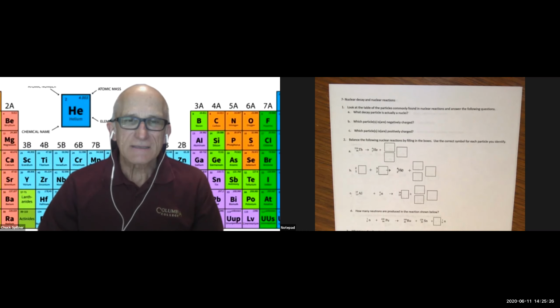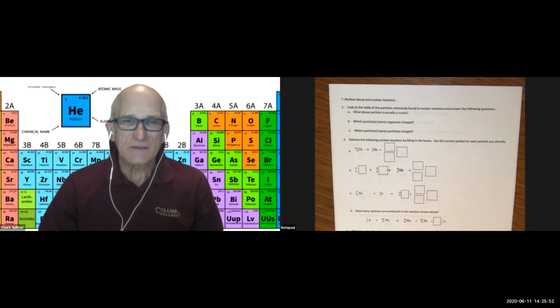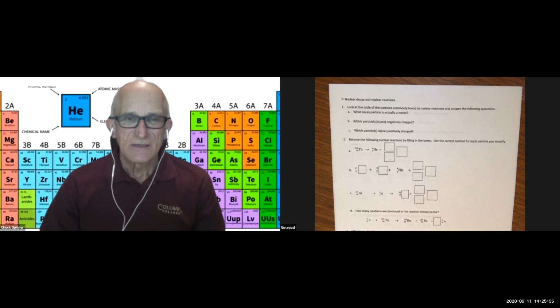Oh, secondly, this backdrop that I have today, the periodic table, is particularly appropriate because you'll need a periodic table as you balance these nuclear equations that we're going to look at. So be sure to have a periodic table handy when you do the worksheet. And this worksheet needs to be turned in. This is one of the two in this chapter that I want you to turn in. All right, so on to the PowerPoint.